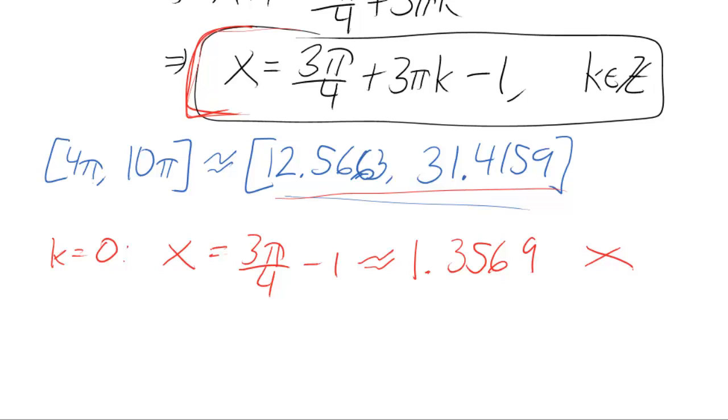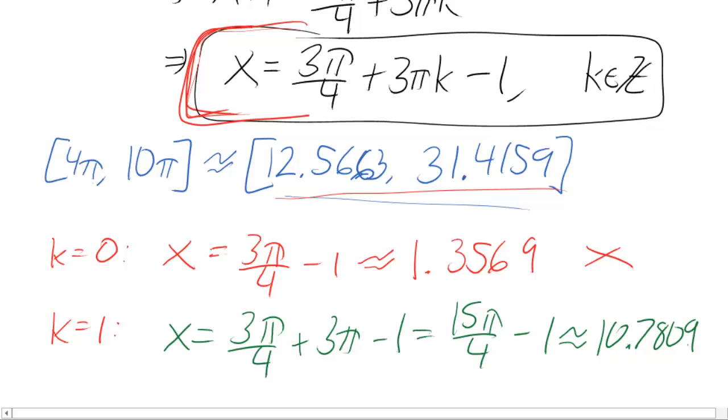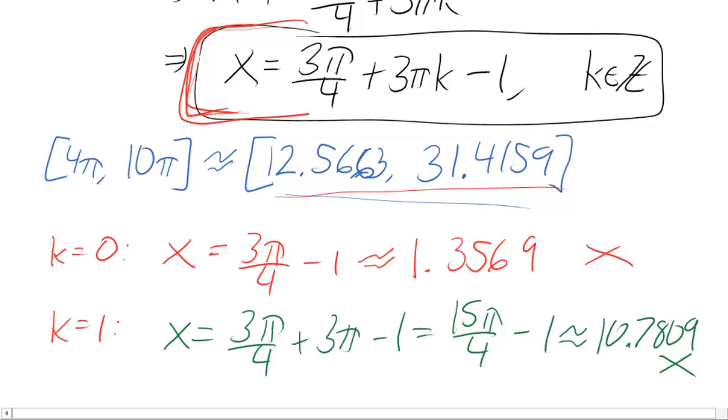It's not where we want it to live. So let's go down the list. Let's find another solution. How about when k equals 1? We know this equation, once again, will produce a solution. Now we plug in k equal to 1. We're going to get x equal to 3 pi over 4 plus 3 pi minus 1, which, doing a common denominator here and adding, we're going to get 15 pi over 4 minus 1. Well, let's run to the calculator again and see if we're in the correct interval. This is going to be approximately equal to 10.789. Again, we're not there. While this is a solution of the original equation, it doesn't live where we want.